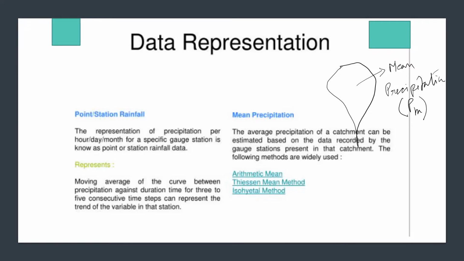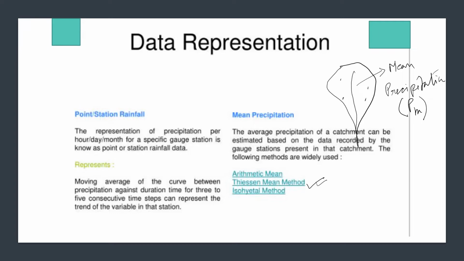Suppose you have in total n number of rain gauge stations which measure the rainfall at that station. Now, how to find the mean precipitation? There are three methods for it. One is the arithmetic mean method, one is the Thiessen mean method, another one is the isohyetal method. In this presentation, I will discuss the Thiessen mean method.